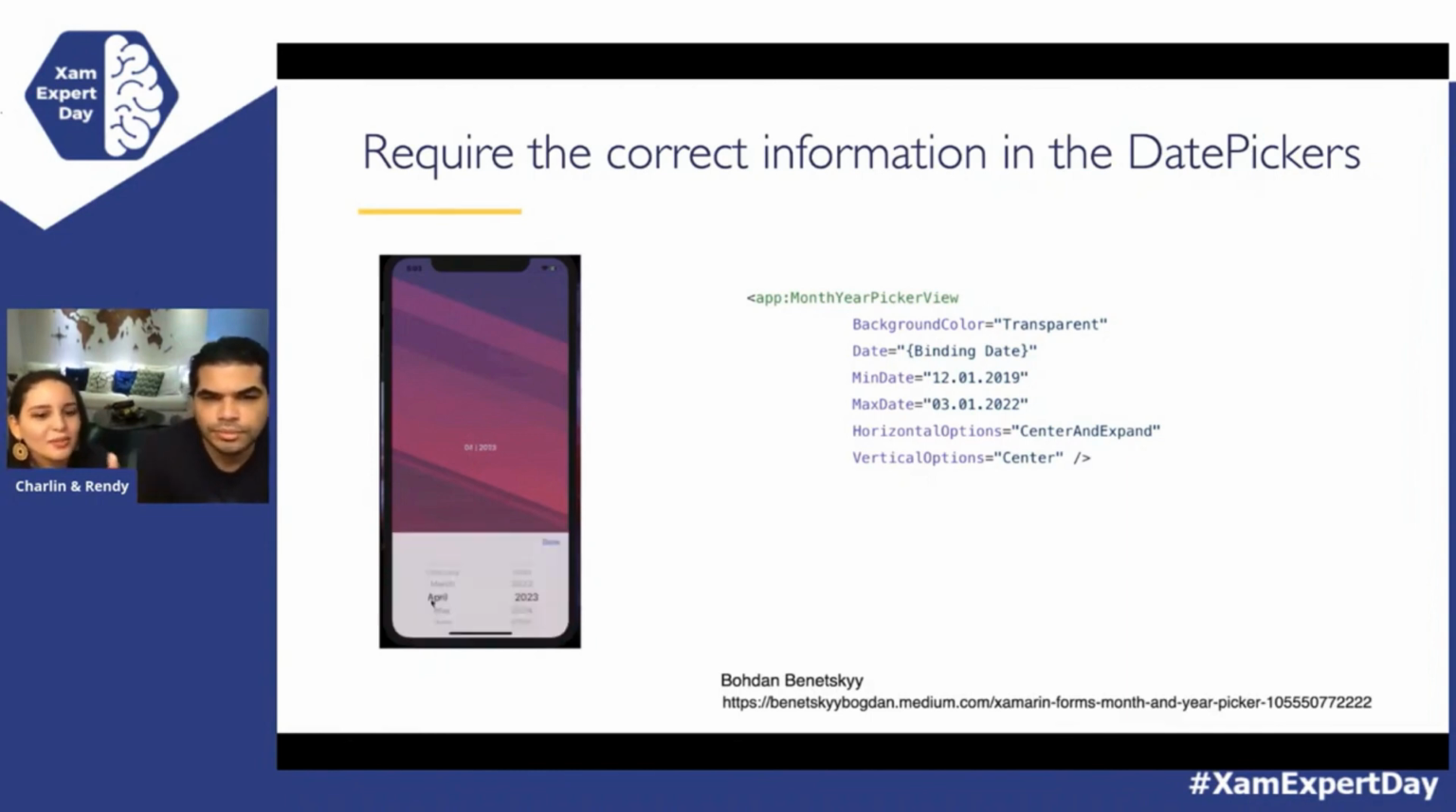And there is an article about it. Botham Benesky, I think, wrote a customized control of the picker called month-year picker view. And if you want to, you can modify it for your specific case. So the code is there.